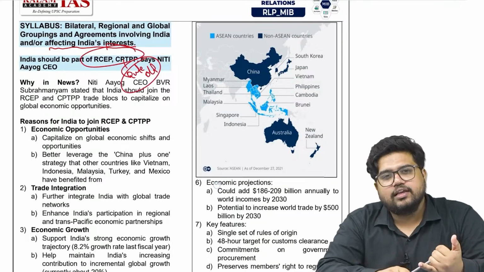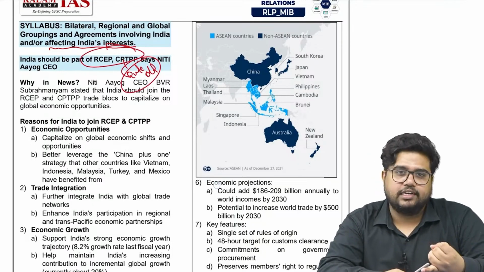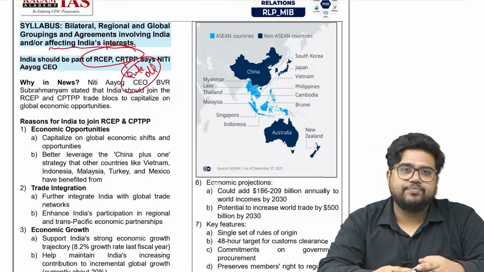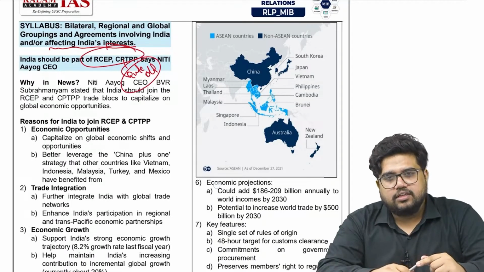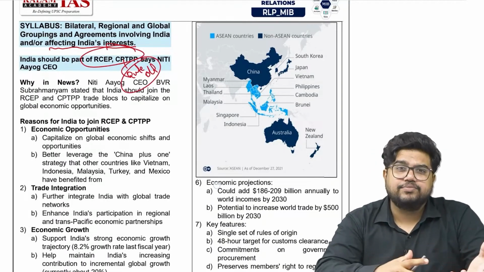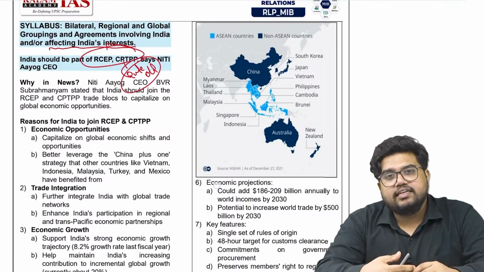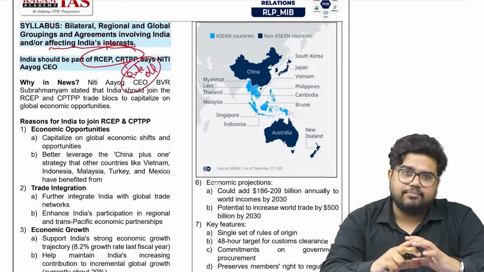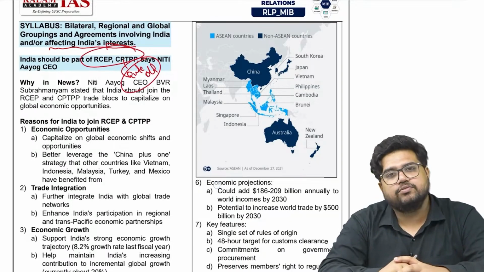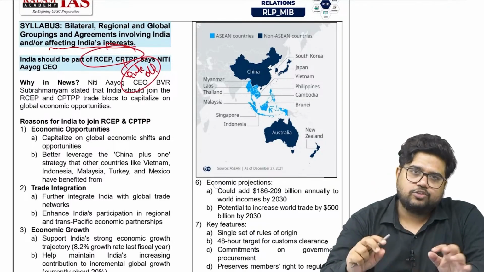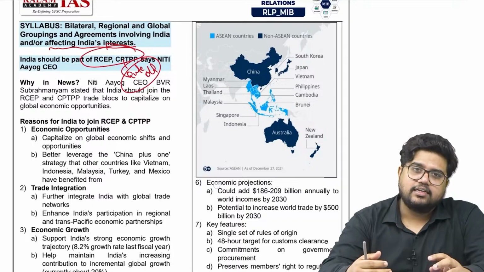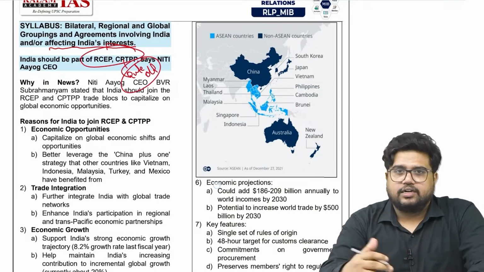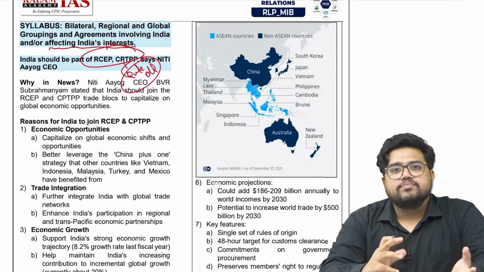We already have a free trade agreement with Australia. We already have a CEPA agreement with UAE. We recently signed an FTA with the UK. With the EU, the negotiations are going on. So on multiple fronts, what you are viewing is India's changed stance. So in these changed circumstances, should India look at RCEP or joining CPTPP or other similar regional or economic groupings?